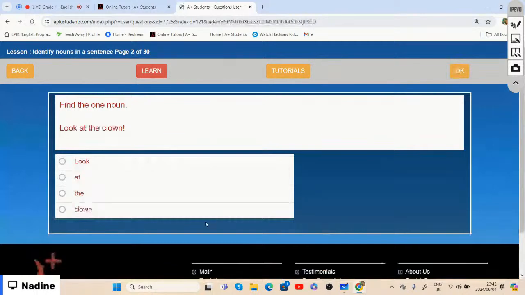Look at the clown. The sentence is look at the clown. So we need to find a word within the sentence that is a noun. Is it look? Is it at? The? Or is it clown? What is our noun within the sentence?